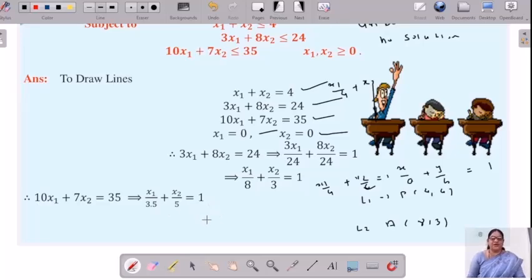Means we have to draw the line L3, our third line, which is passing through the point 3.5 and 5. We draw the 3 lines and obviously the line x1 equal to 0, means the y axis, and x2 equal to 0, means the x axis. Therefore, consider the graph for these lines. We draw the graph for these 3 lines passing through 4, 4, 8, 3 and 3.5 and 5.